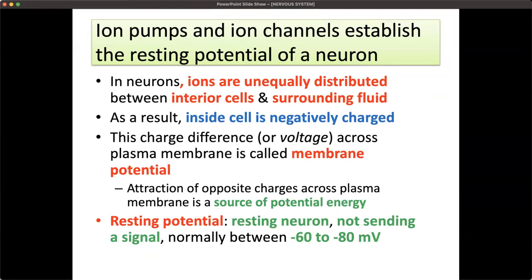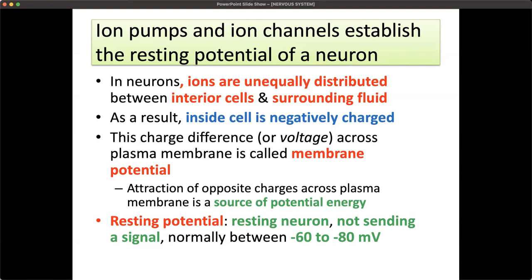Now we are looking at ion pumps and ion channels. Whatever happens inside the neuron, we're going to go into detail. It is going to involve a lot of ion channels and ion pumps to create an action potential depending on the strength of the stimulus. In neurons, ions are unequally distributed between the interior of the cell, meaning inside the neuron, and the surrounding fluid outside of the neuron. They are unequal. It's not going to be equal in ions or charge between positive and negative.